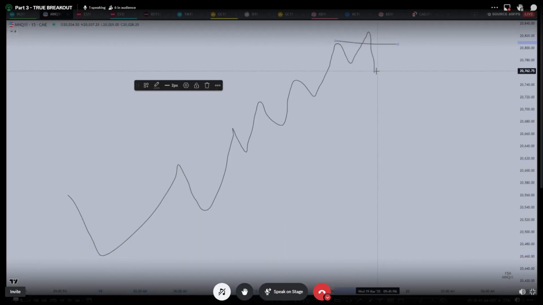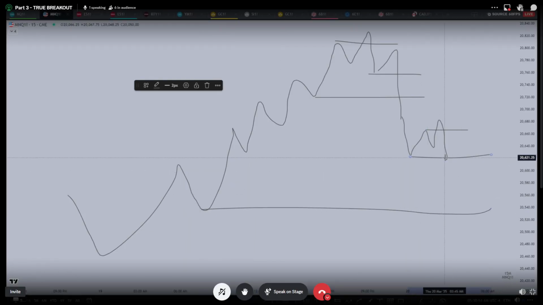Rejects highs, displaces through lows. This is bearish order flow.